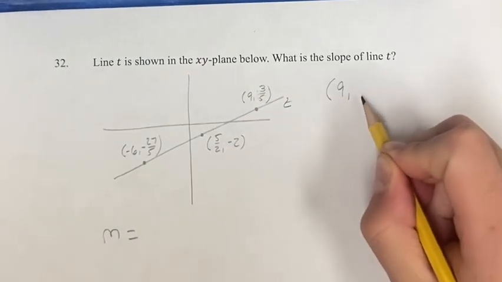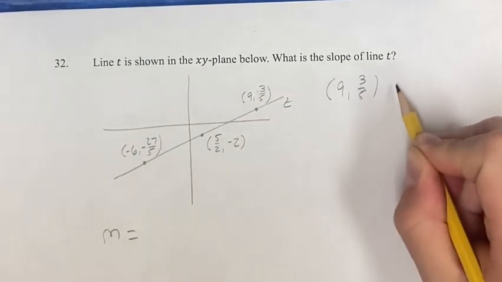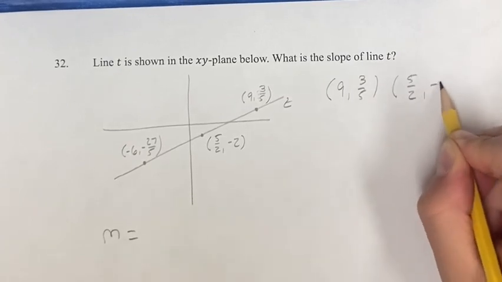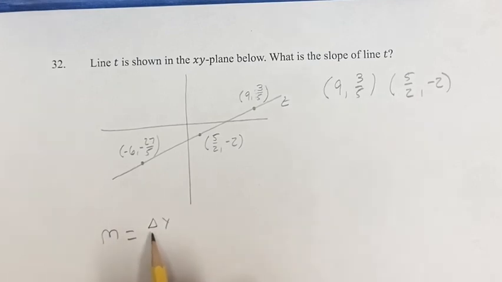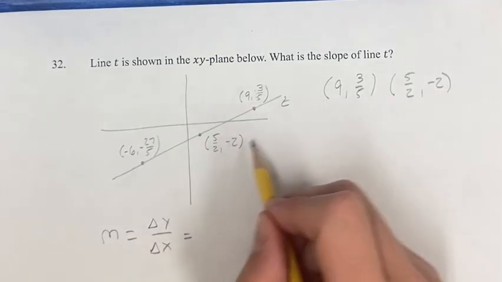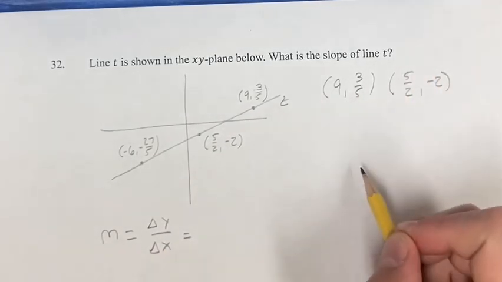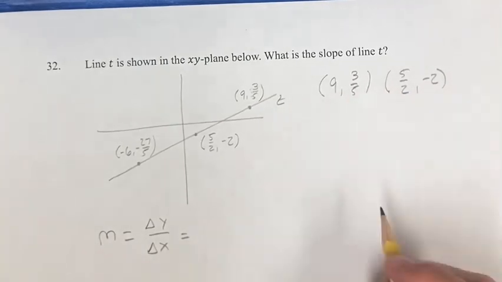So we have (9, 3/5) and (5/2, -2). And so the slope is the change in y over these 2 points divided by the change in x. What is the change in y for these 2 points? Well, it's -2 minus 3/5.